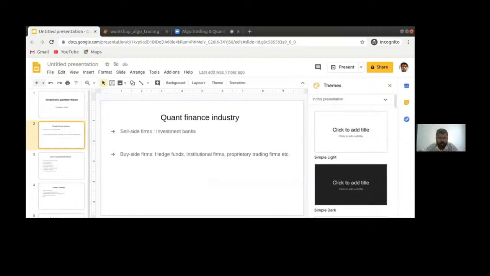Basically, there are two types of companies in the quant finance domain. One is buy side and the other one is sell side. By sell side, we mean banks, investment banks, retail banks, and all the other entities which are more directly involved with customers. By buy side firms, we mean prop trading firms, hedge funds, or institutional funds, which raise capital from HNIs, high net worth individuals, and then use that money to generate returns for their clients.